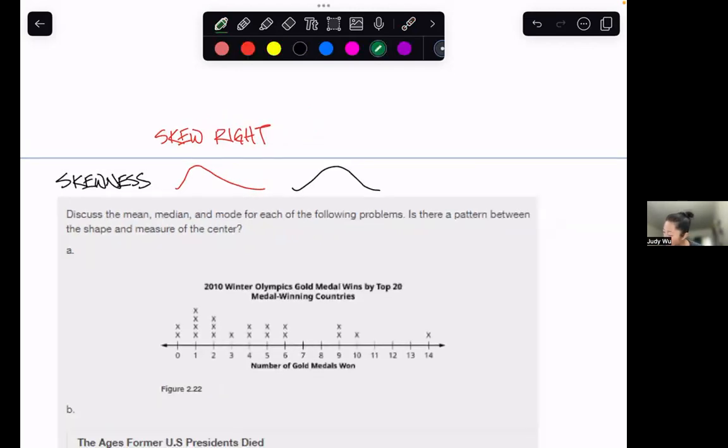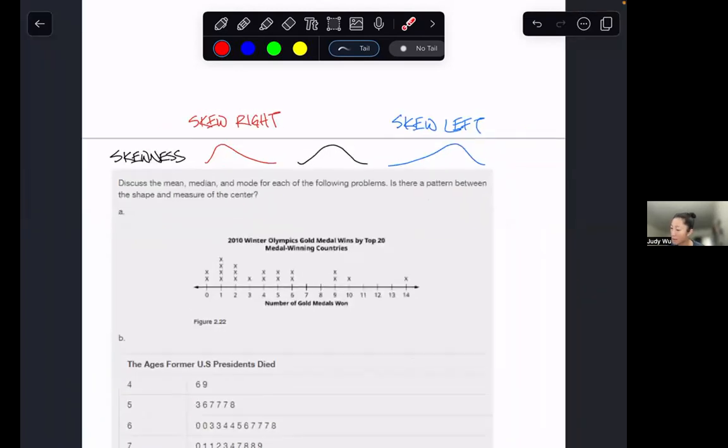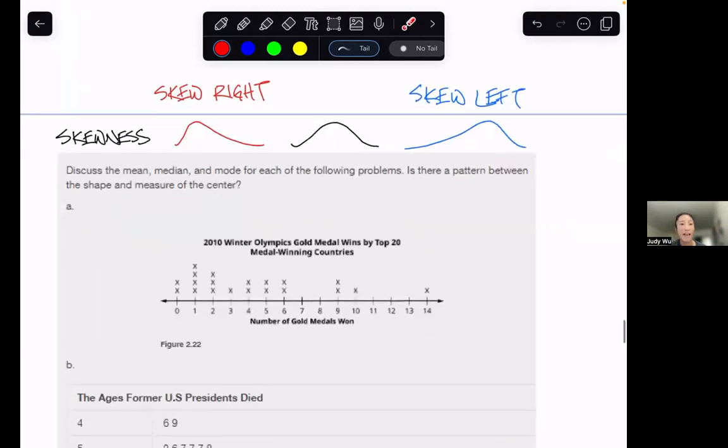The other way can also happen. Maybe we have a data set that looks something like this. All right. So the bump is now further to the right, but we call that skew left. Right? And the reason why we call it skew left is not to make it confusing for you, but because these outliers over here are actually pulling the mean to the left. Okay.